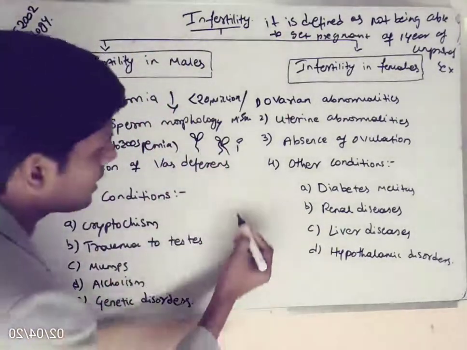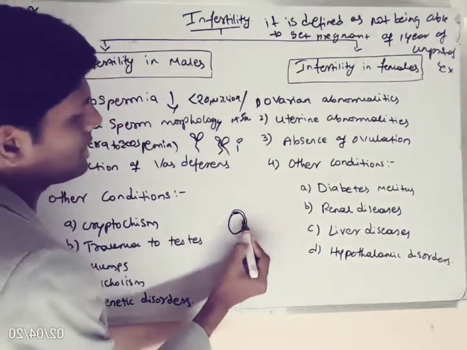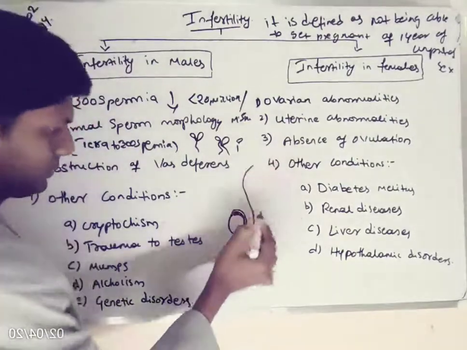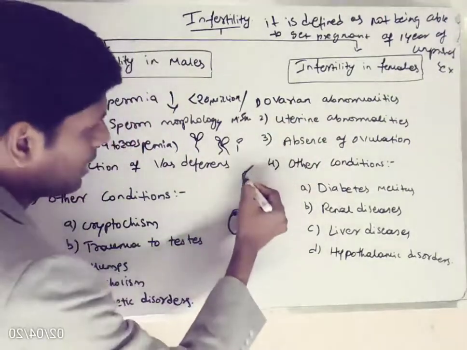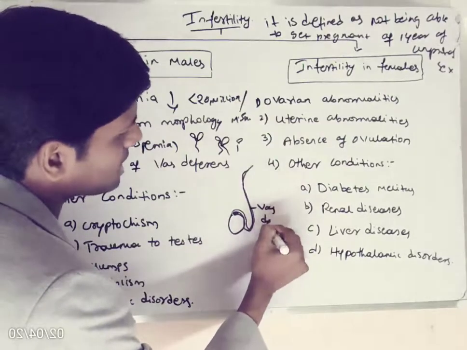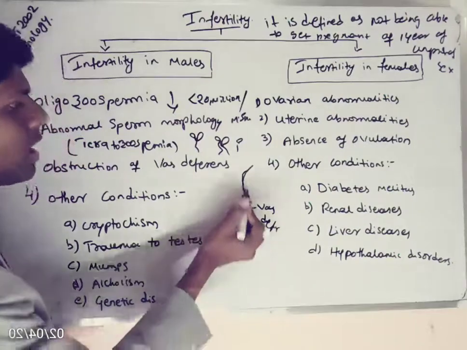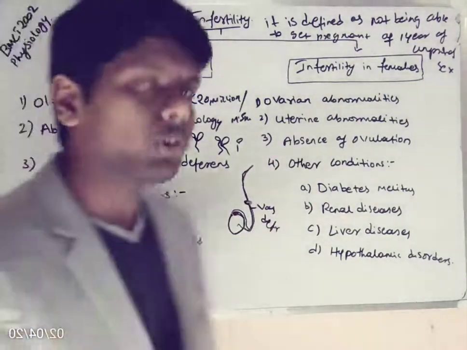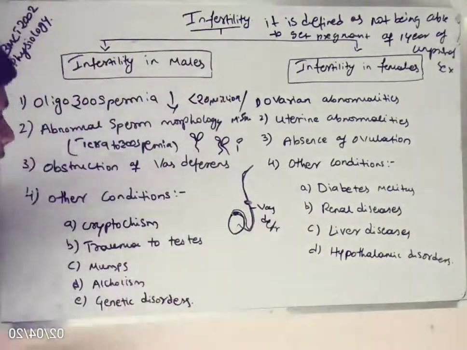Then we already know that sperms are produced by the testes, right? And the testis has one duct. What is this? Epididymis. And this epididymis is connected to the prostate gland and urethra by a duct. What is this duct called? Vas deferens, right? If there is any obstruction in this vas deferens, sperms cannot move to the urethra and cannot fertilize the woman. So obstruction in the vas deferens also results in infertility.